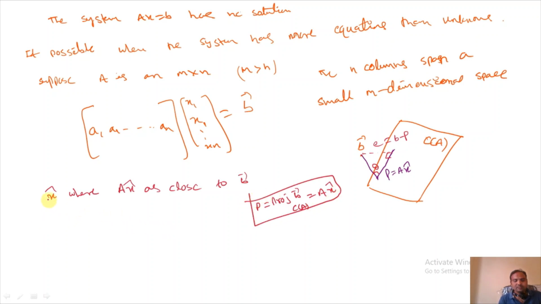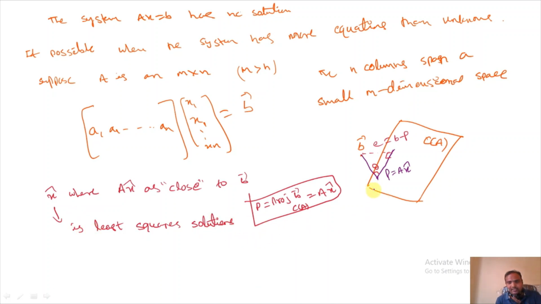So when this x hat makes A x hat closest to b, this x hat is called the solution of this system in the least square sense: the least square solution, or least square approximation.